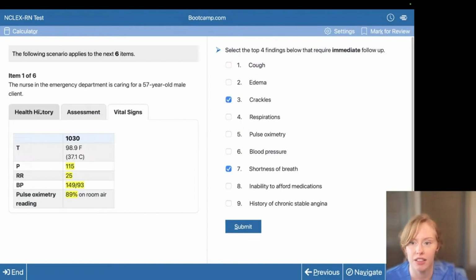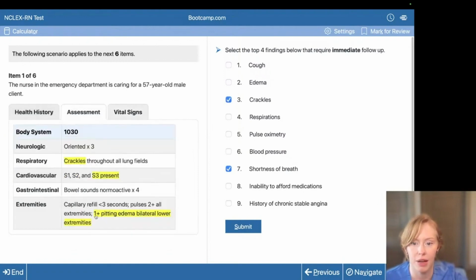Then the edema. So we're told he's got pitting edema in his lower extremities. Now this is a problem, right? This is not a normal finding. This is a problematic finding. But again, how would I follow up on that? Would I just elevate his legs? It's not something that seems urgent. So we will come back to this one maybe.